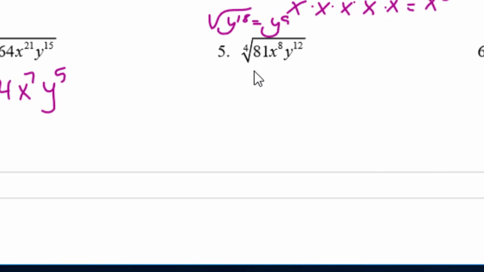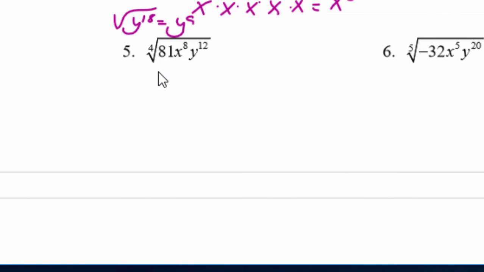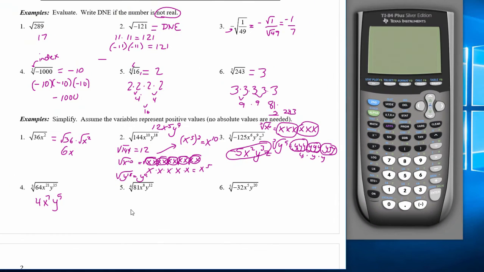4th root of 81. By the way, with these videos, if you ever need to pause me and rewind, go for it, right? Okay, so 4th root of 81. Do you remember what it is?